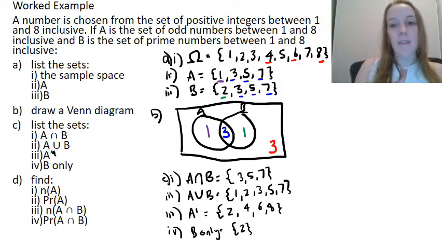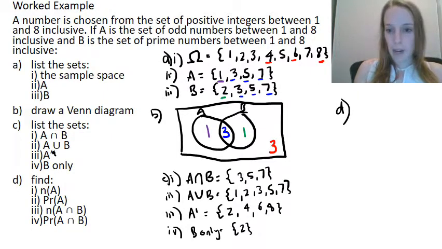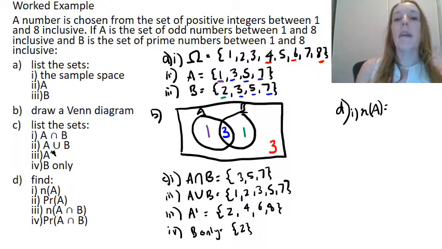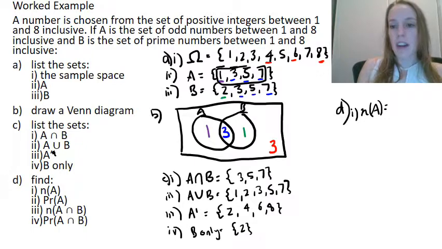Okay, so for D, I'm running out of space, so I'm going to go over here, but obviously you'd keep going down the page. It's asking us to find the number that are in A. So how many numbers total are in that subset A? We've got 1, 2, 3, 4 numbers. So these 4 numbers are the ones that are found in A, so our answer there would be 4.